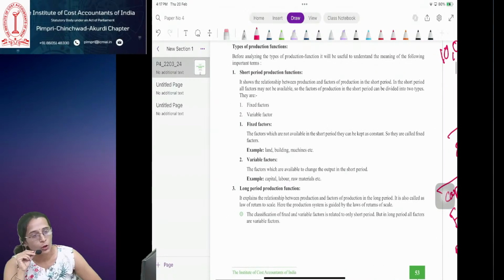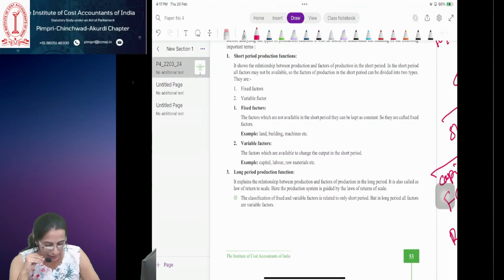So you got to know the examples of fixed cost and variable cost, and what fixed cost and variable cost are. You got to know that in the short run there are two types of costs, fixed cost and variable cost, but in the long run we only have variable cost. Quick summary.